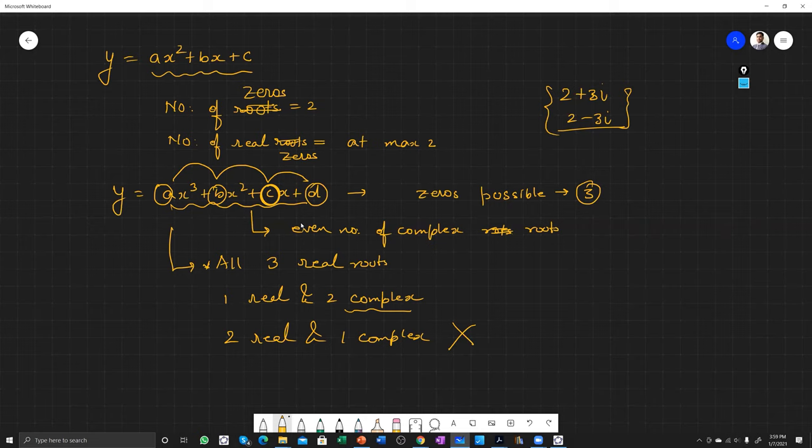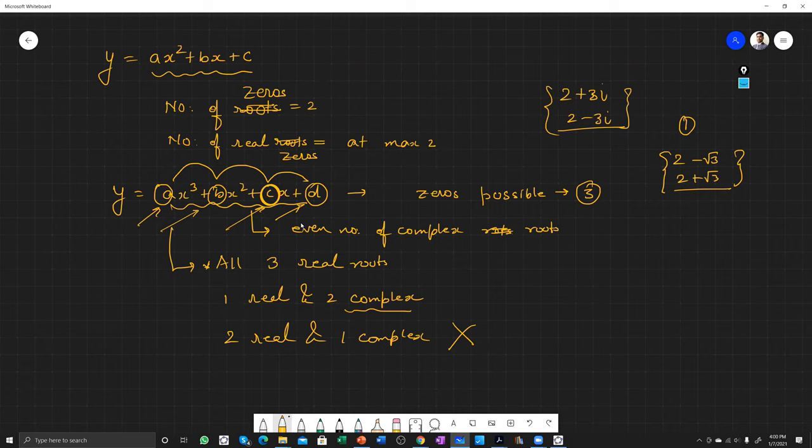Is that understood? Do you remember, in your ninth grade we studied that if all coefficients are rational and there is an irrational root, it will appear in pairs. For example, if 2 minus root 3 is one root, then 2 plus root 3 will also be a root of the same thing. These are called conjugate roots, right? So if the coefficients are rational, you will never see one irrational root. It has to be in pair. Similarly, if the coefficients are real, you will never see one complex root. It has to be in pair.